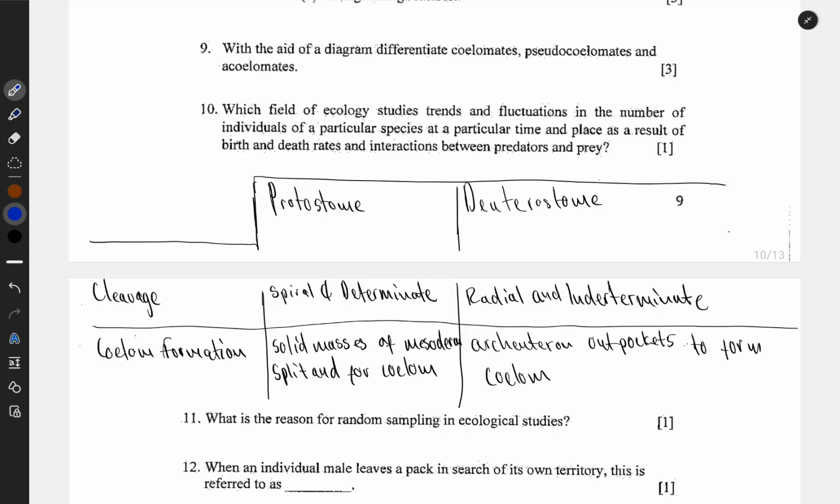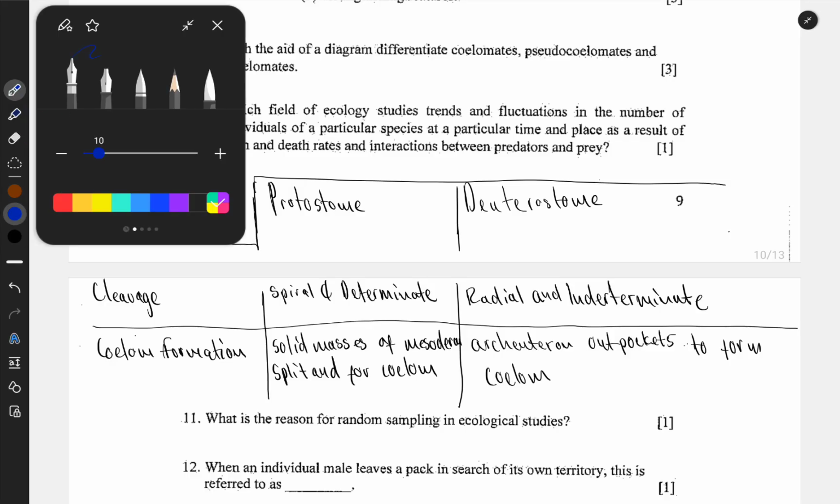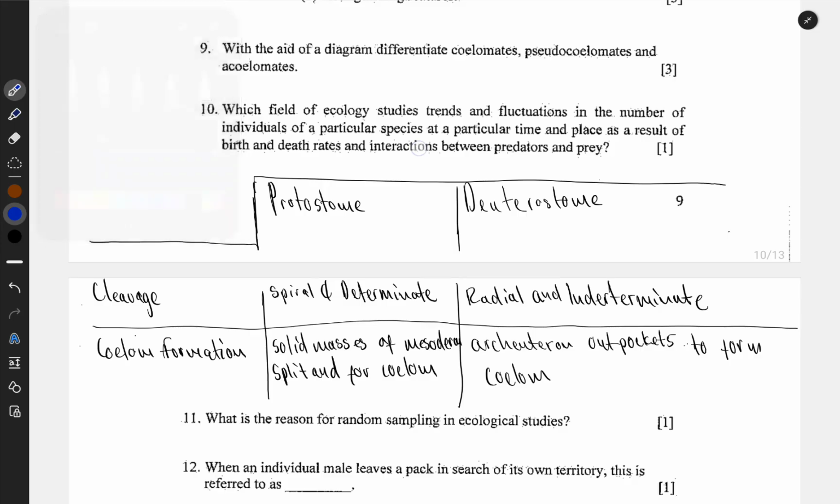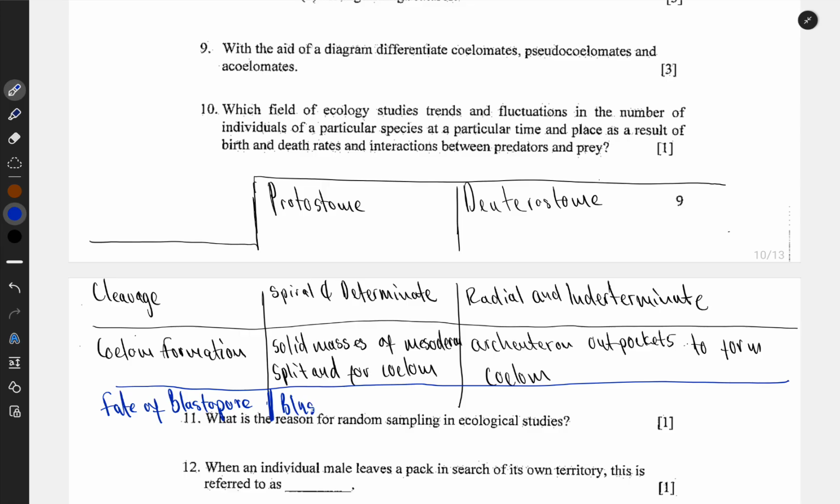Then the last and the third and final difference is in the names. Protostome. Proto means mouth first, isn't it? We talked about it. You can go check the video. So you can say in here now, the third is the fate of the blastopore, which is the hole, the first opening. The first opening is your blastopore. What happens? Mouth develops. So blastopore forms the mouth, because it's mouth first.